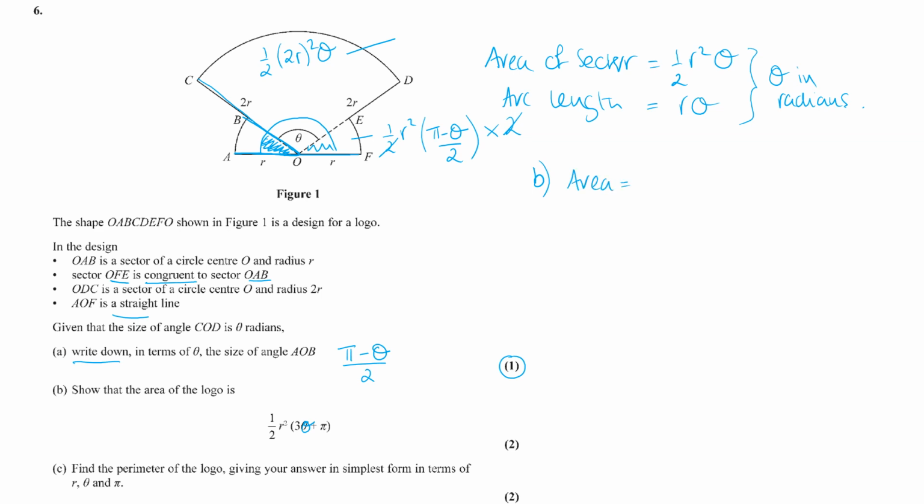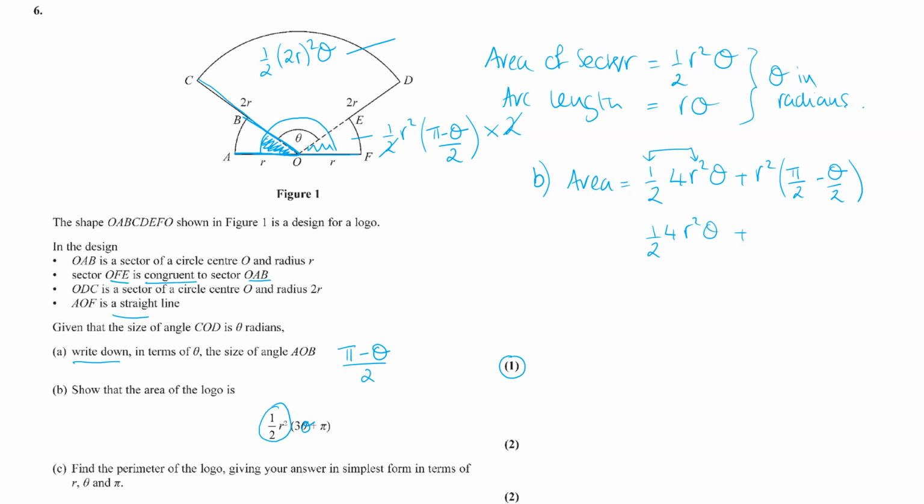So the area will be half. Now 2r all squared will be 4r squared theta plus r squared, and then that bracket, because the numerator is all divided by 2, I'll just split it up and say pi divided by 2 minus theta divided by 2. So look where I need to go. I need to have half r squared out on the front. So I'm going to not tidy this up because I want to keep the half r squared out as a factor.